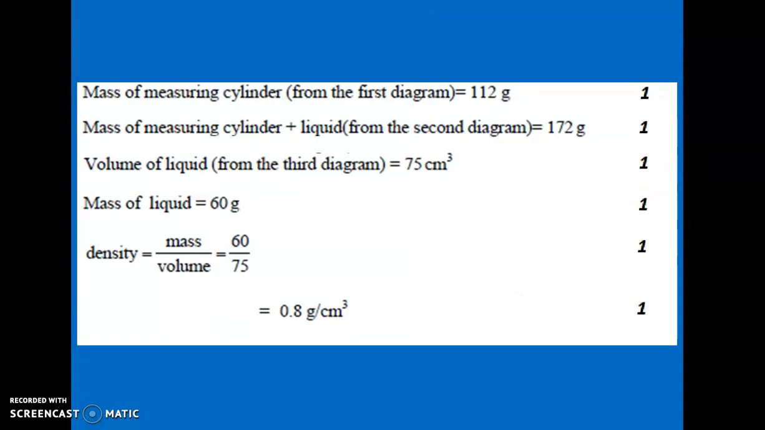Finally, almost finally, density equals mass divided by the volume. The mass of the liquid is 60, volume is 75, and that gives us an answer of 0.8 grams per centimeter cubed.